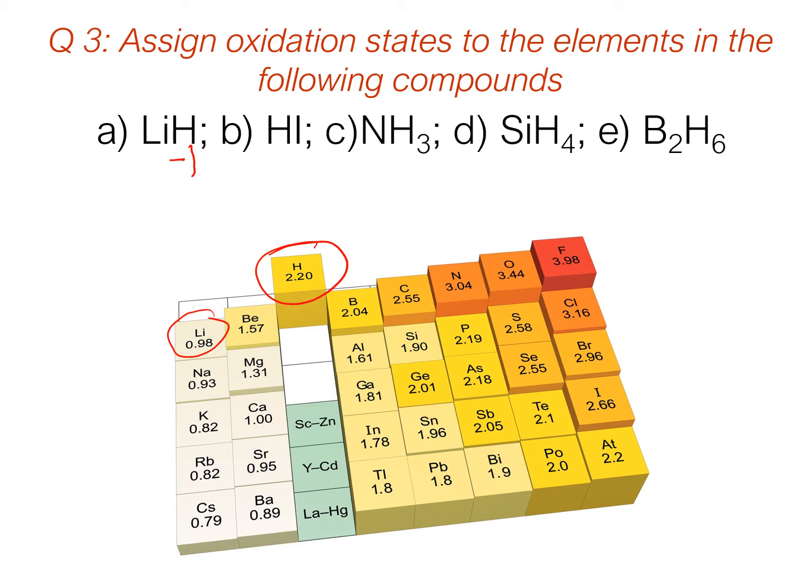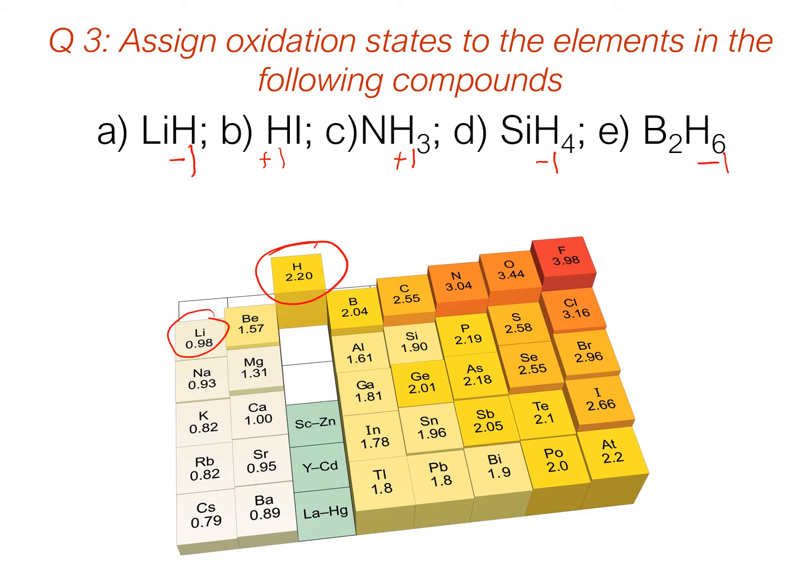With the second example, iodine is more electronegative than hydrogen, so hydrogen is going to be in the +1 oxidation state. With ammonia, again, nitrogen's higher, so the hydrogen's in the +1. With the silicon compound, it's hydrogen in the -1, and with borane B2H6 we can see that boron is also less electronegative, therefore hydrogen's in the -1.